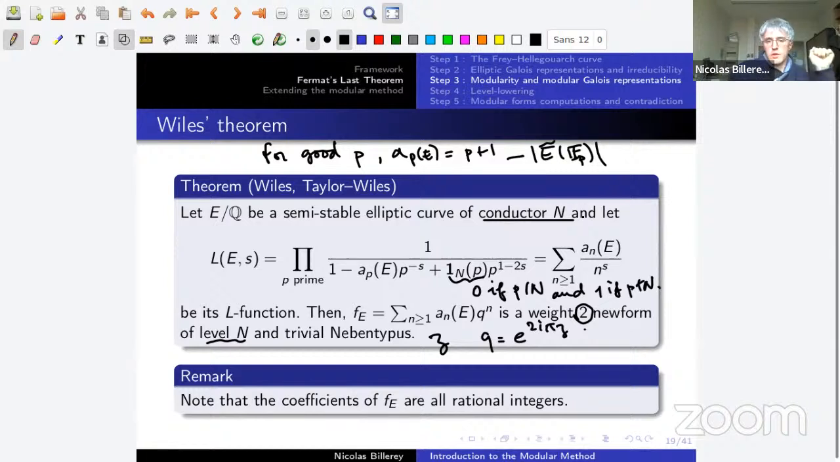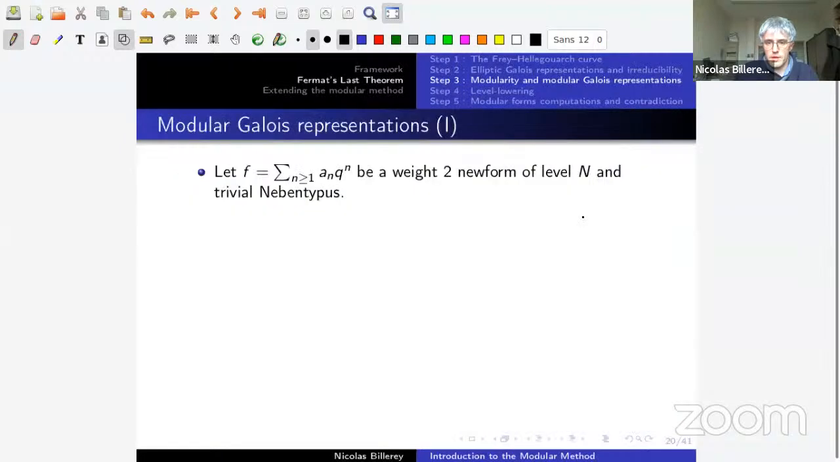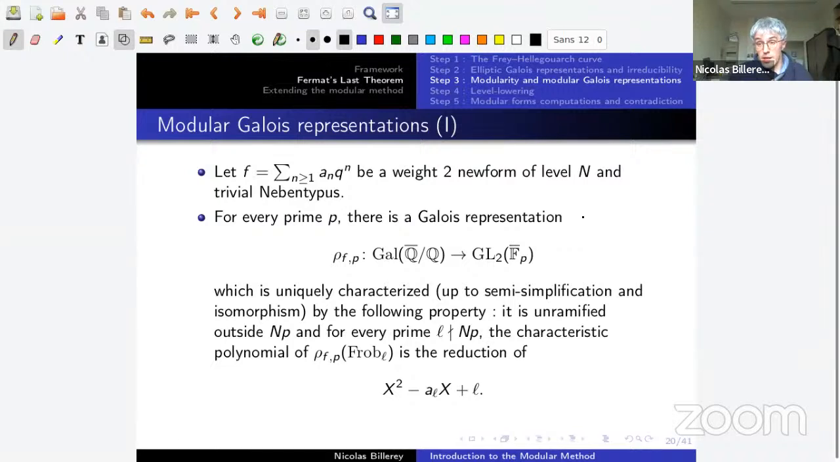So what Wiles' theorem is telling us is that given a semistable elliptic curve, we can attach to it a certain analytic function, a modular form. But now that we have modular forms, there are things we can do, and I will recall these. So take a modular form here. Again, forget about the Diophantine problem we have in mind for a while, and suppose that it's a weight two newform of level N, trivial Nebentypus. Forget about this detail, and to such an analytic object we can attach a Galois representation, as I did before for elliptic curves. This Galois representation I will denote by ρ_{f,p}.